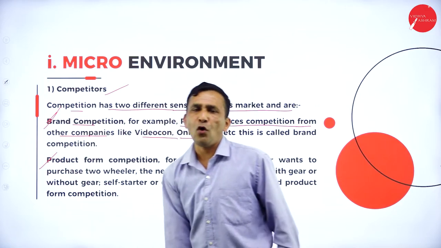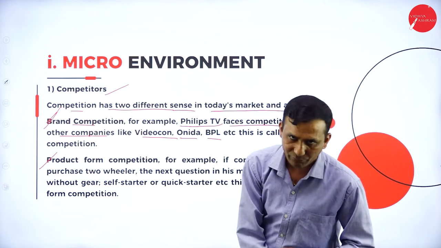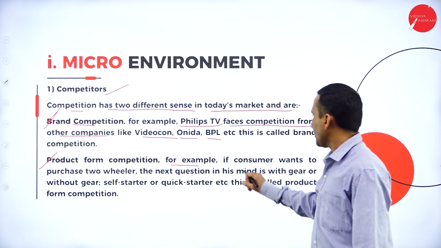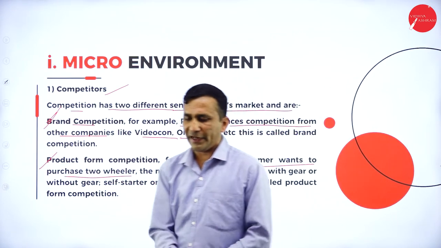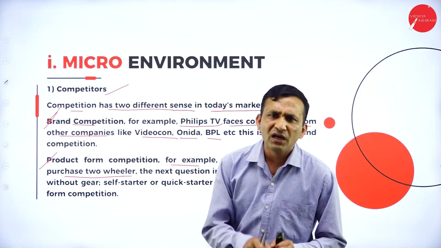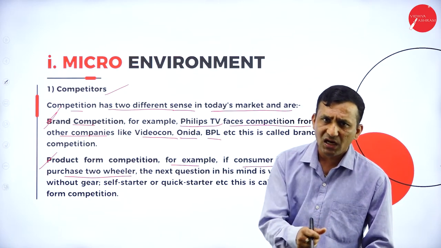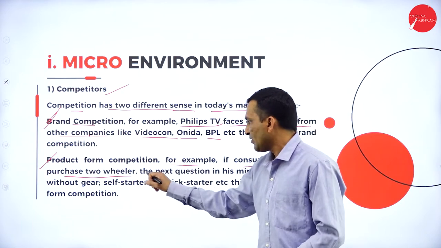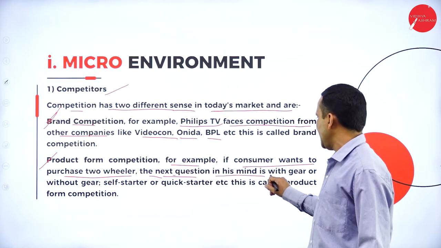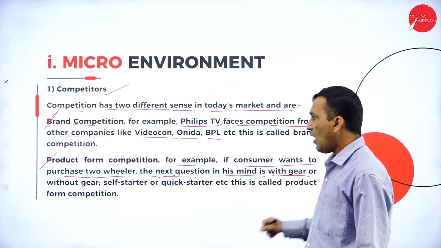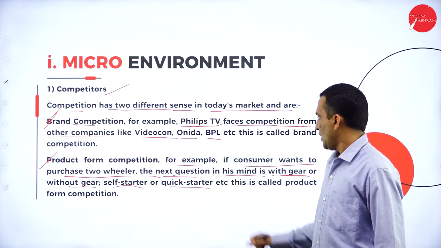Now, if you go for the product form of competition, here we go in-depth on the product. For example, say the consumer wants to purchase a two-wheeler or four-wheeler. For a two-wheeler, whether I can go with gear or without gear, quick start or not. Once I've decided on a two-wheeler, the consumer's next question is with gear or without gear, self-starter or quick starter, etc.